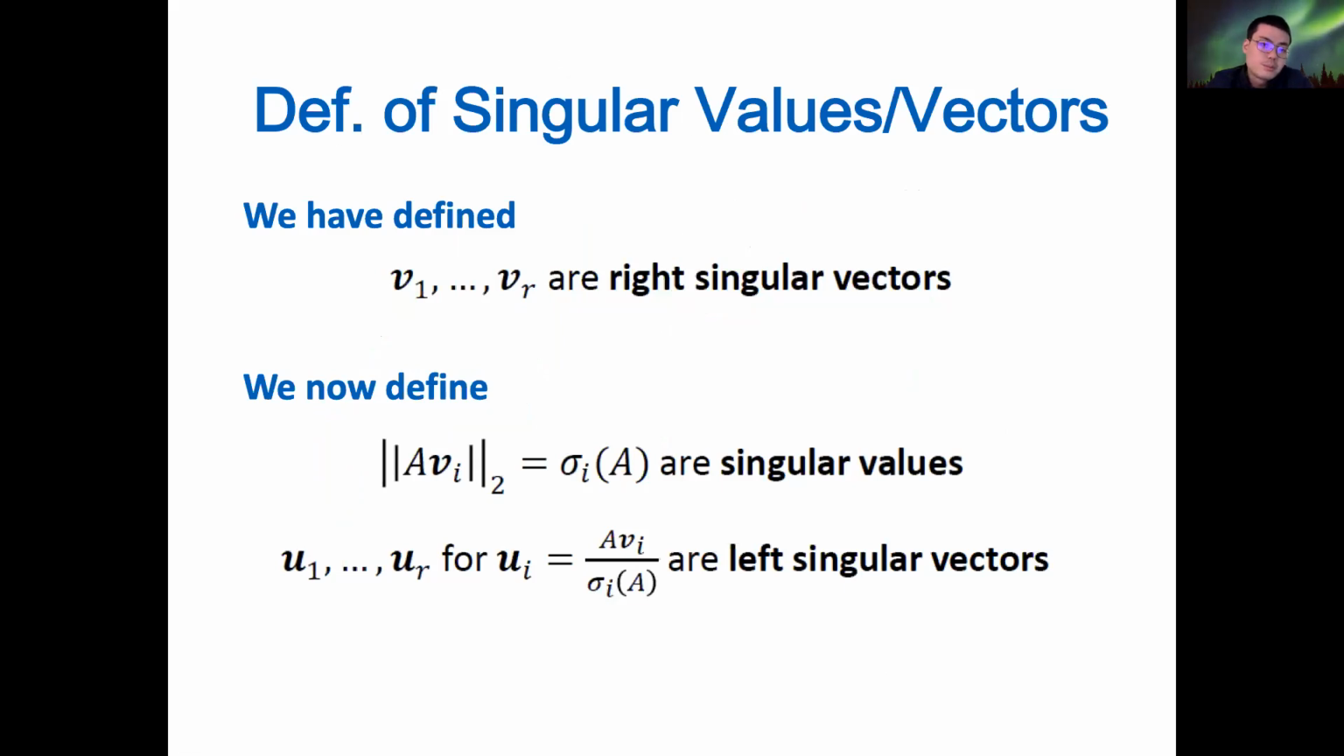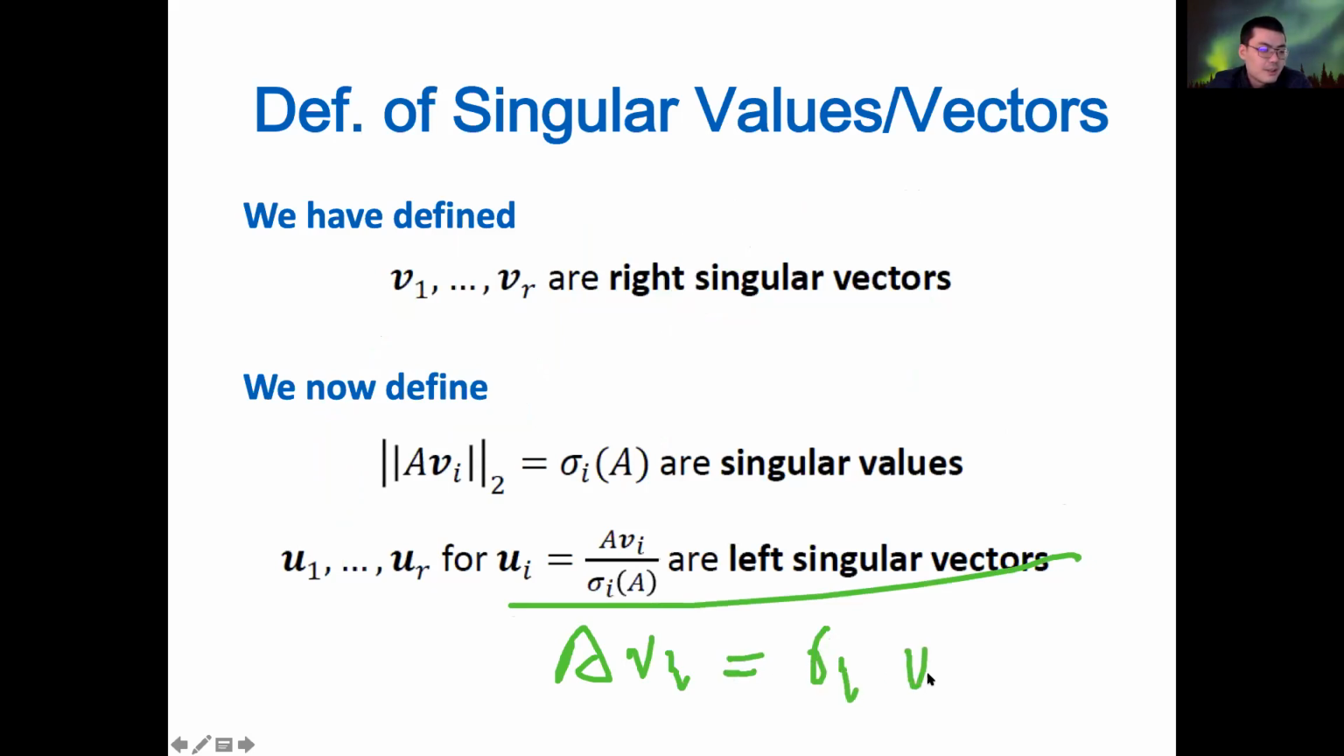So what is U? We are defining this. We are basically going from the conclusion back, because if you remember, we have A times Vi equal to sigma i Ui. This is what we discussed. And here we are defining Ui by moving this down. So this is what we are trying to do.